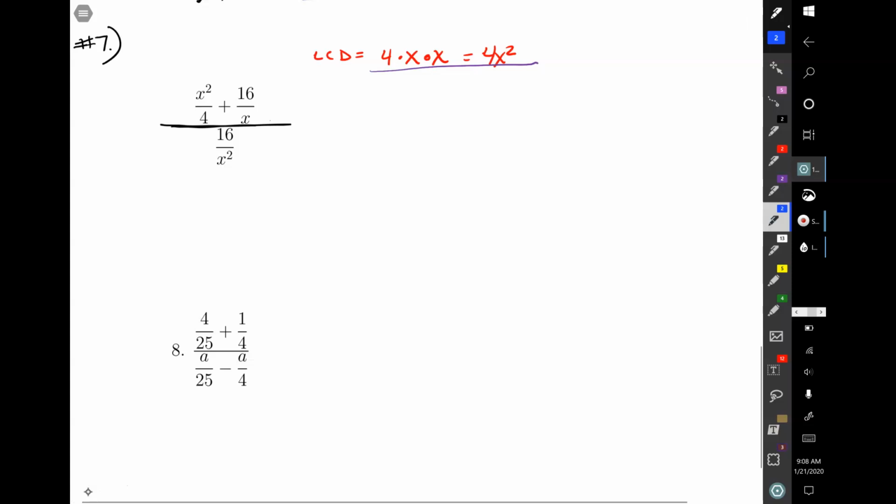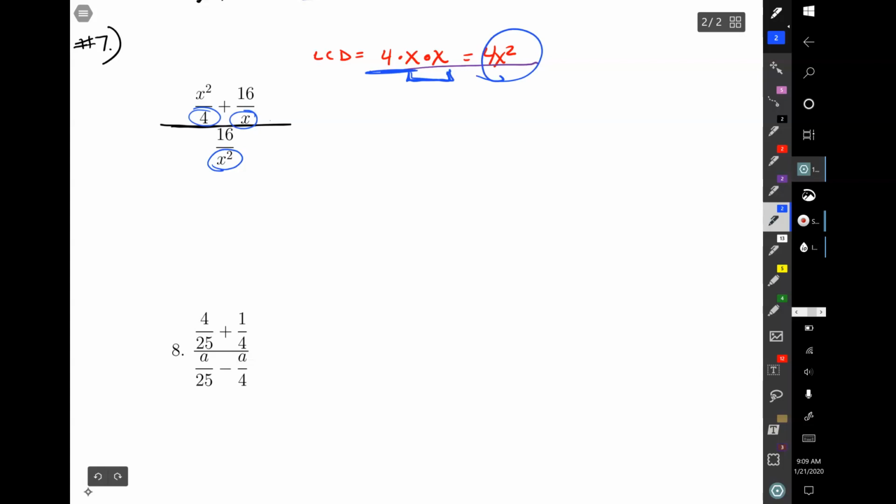So here I have a 4 in one of the denominators and an x. So over here, that's my 4x. And then I also have an x squared in the denominator, but since I already have an x, that x squared is represented if I just write one more x. So if I have 4x squared, all my denominators will divide into that without a remainder. So I can multiply by that. I'm going to place that there.